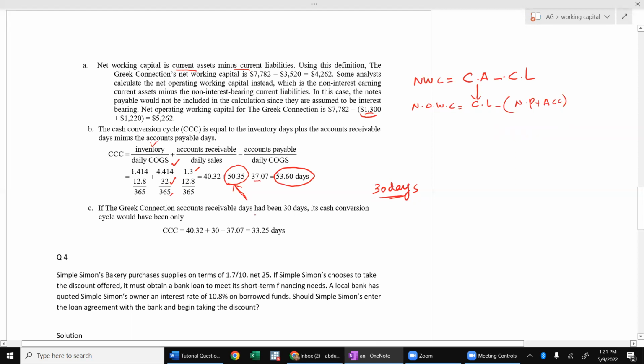So if we use 30, this will be our cash conversion cycle. Okay, so it means the cash conversion cycle of the company is higher than if we had used the industry receivable cycle. So the company should reduce this cycle, the receivable cycle.